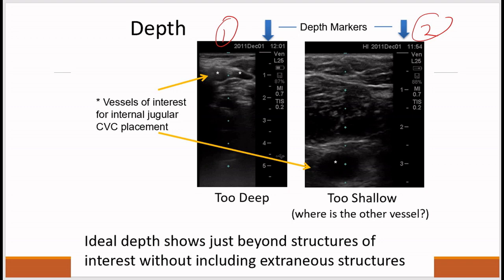For example, in these two windows, we are looking for the internal jugular vein for central line placement. So you want to make sure you have the right vessel in the middle of the screen over here.